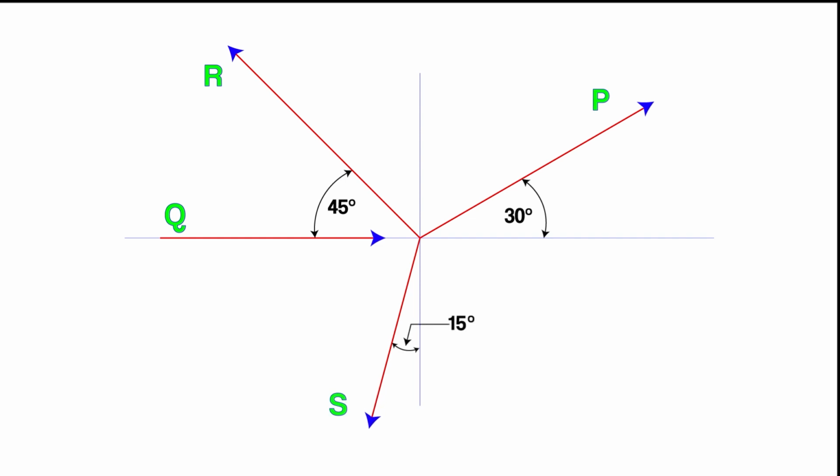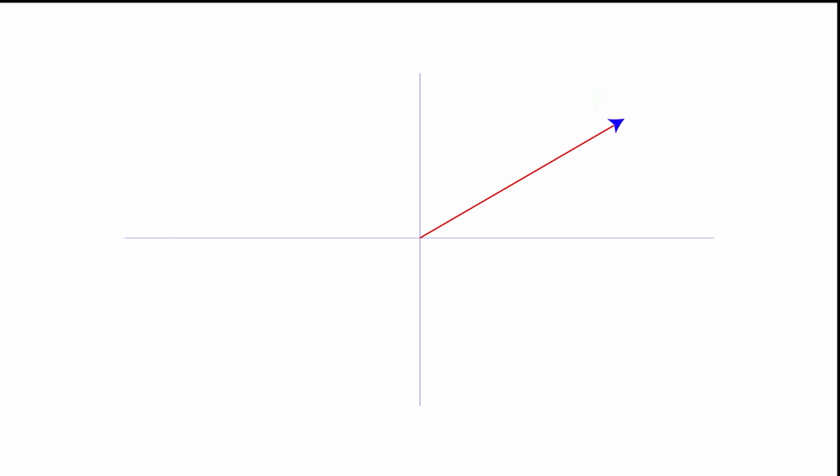First up is force P, depicted by an arrow pulling at a 30-degree angle above the right horizontal. Notice how the arrow's length represents the magnitude, and the angle signifies the direction of the force.